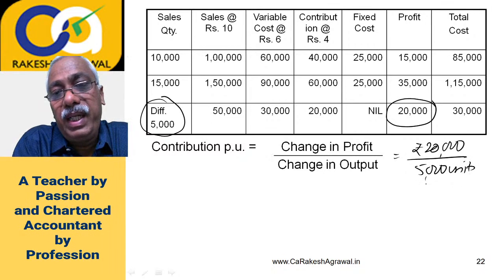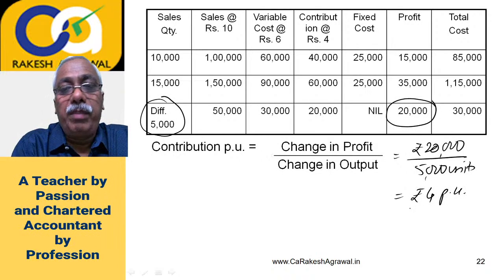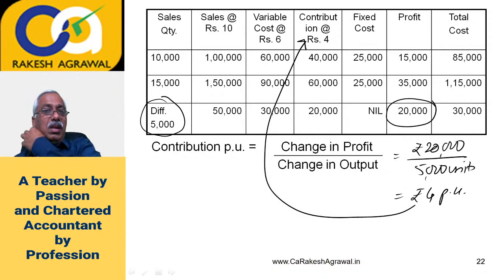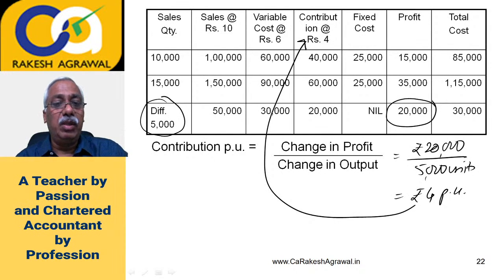If you divide 20,000 by 5,000 units, you will get rupees 4 per unit. And I think 4 per unit was your contribution. This is your contribution, 4 per unit. So change in profit upon change in output, you will get contribution per unit. Now why is this formula working?